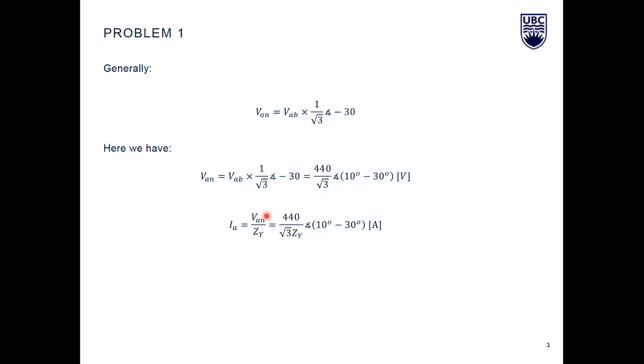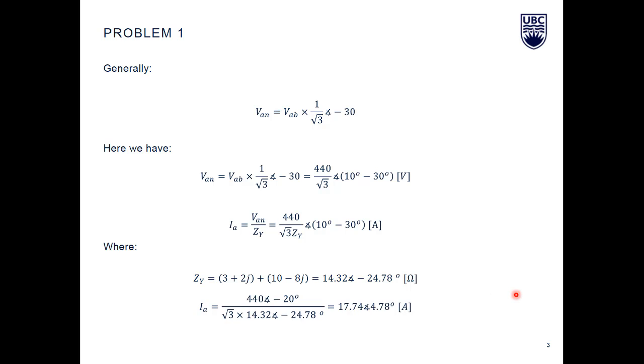So the line current is the phase voltage over the impedance of one phase. So we have 440 over square root 3, which we got in this equation here, and we can divide it by ZY to get the current. So what is ZY? ZY is the series connection of the impedance of the line and the Y connected load. So we have the impedance of the line here, 3 plus 2J, and the impedance of the load, 10 minus 8J. So it results in 14.32 with the angle of minus 24.78 degrees, and it's in ohms.